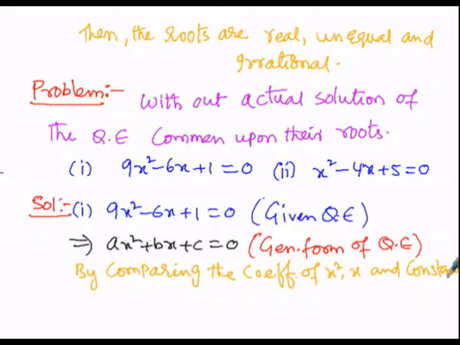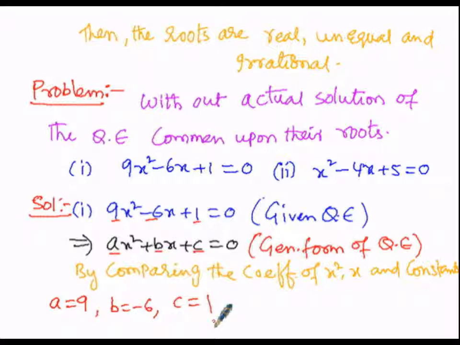So we can write it as, x square coefficient is a, and x square coefficient in the given quadratic equation is 9. So here we can substitute a as 9. Now x coefficient in the general form is b and x coefficient is minus 6, so b equals to minus 6. Then the real constant is c, so 1 is the real constant of the given quadratic equation. Therefore the c value is 1.